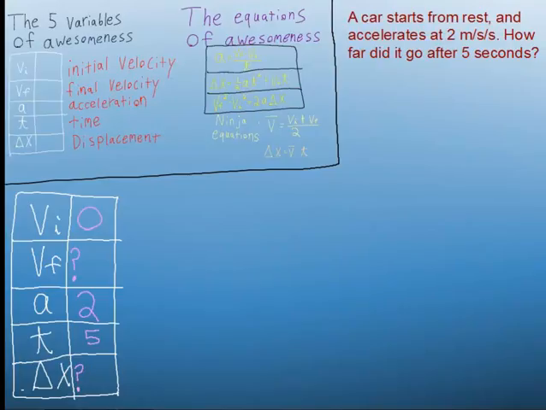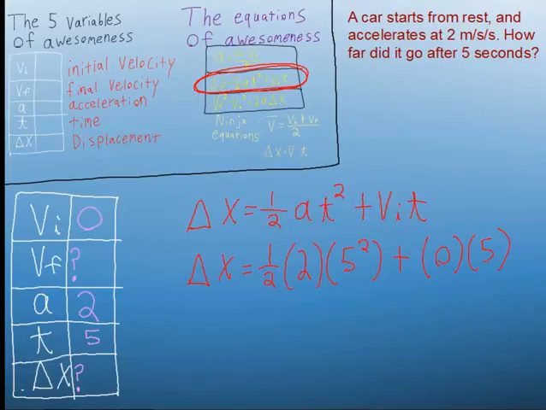Step 2 is to look at your equations up here and see if you can find an equation that figures out the thing that you're looking for and also includes all the stuff that you already know. In this case, it's this equation that's going to do the trick because it has delta x, a, t, and vi, and we know all of those except for delta x. If I write the equation and fill in everything we know, I end up with this. And for your final answer, we get that the car went 25 meters.